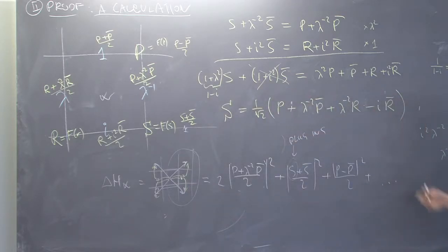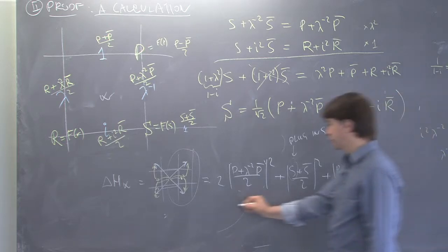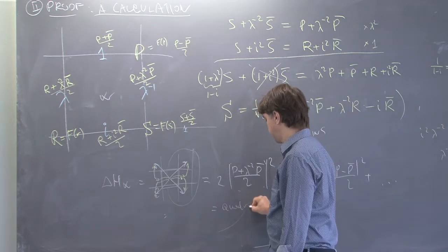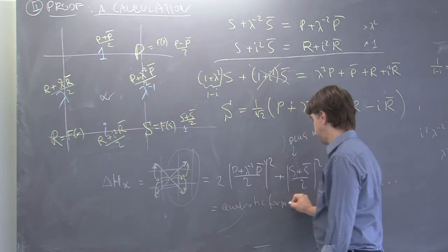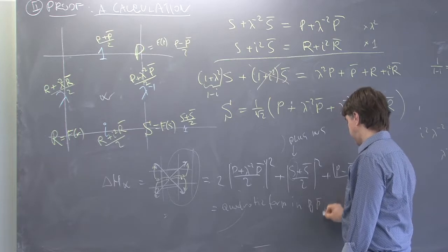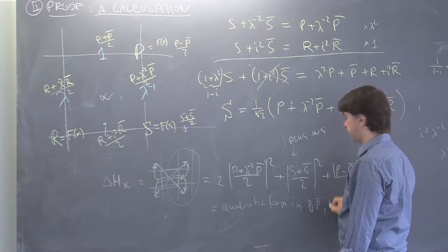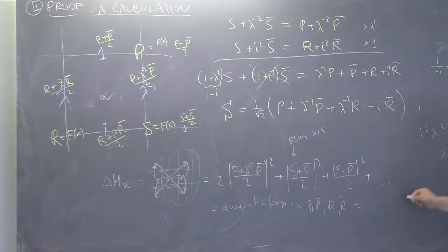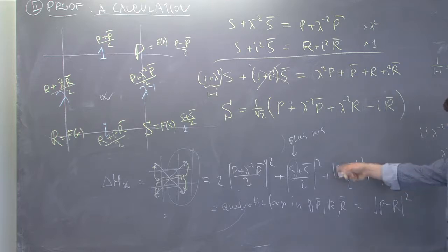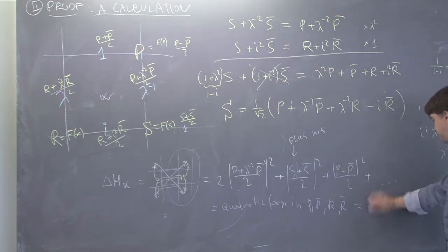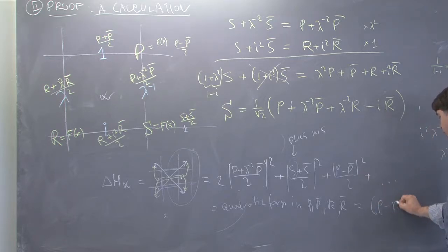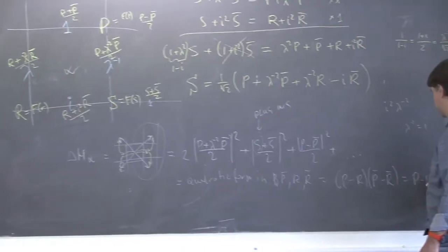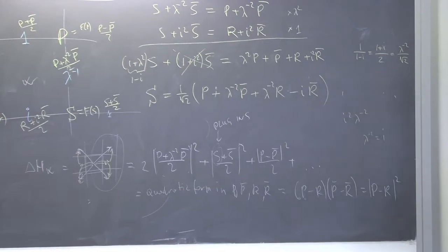The important thing is that we get a quadratic form in P bar, R bar, and after some tedious calculation you get that this is just the absolute value of P minus R. Of course, instead of absolute value you write the number times its complex conjugate, and then you open the brackets, and what you get is |P minus R| squared.